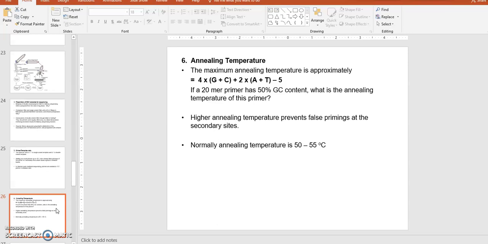And then the primer binding condition, like the annealing temperature, is also important. So you need to figure out what that annealing temperature is. You're familiar with this equation, right?